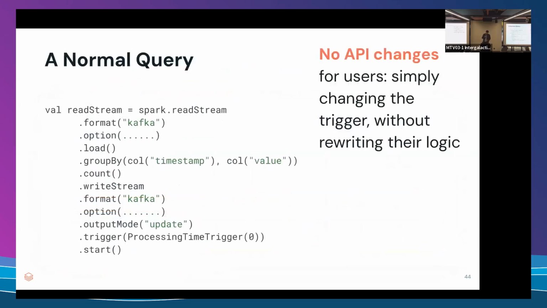Okay, so how does it work? It's a normal streaming query. You can simply write it, and how you trigger it is that you have a processing time trigger, but if we change it to a real time trigger, then it becomes real time streaming mode. So it's really simple. No API changes for the user, and the user can simply reuse their existing code and make it a real time application.